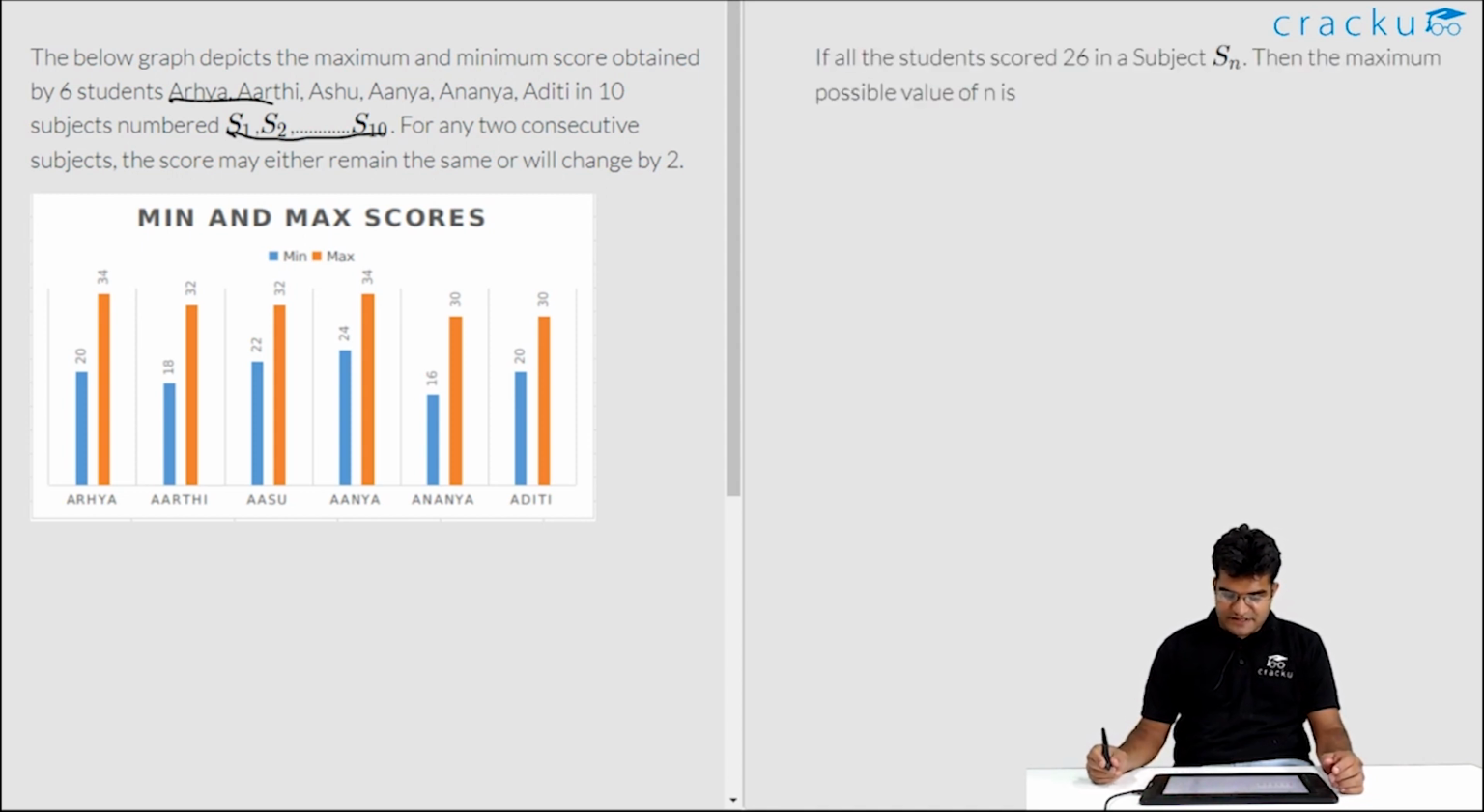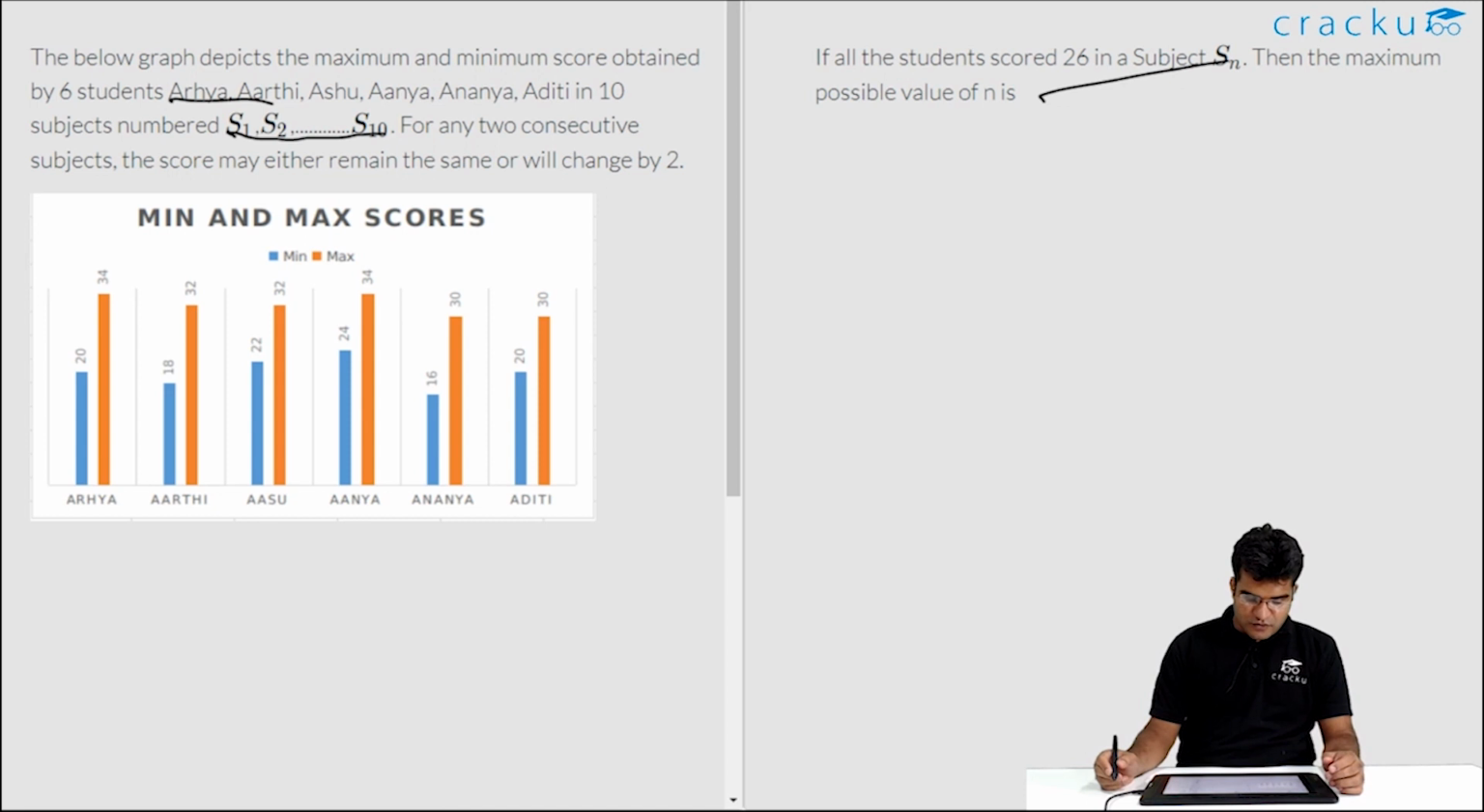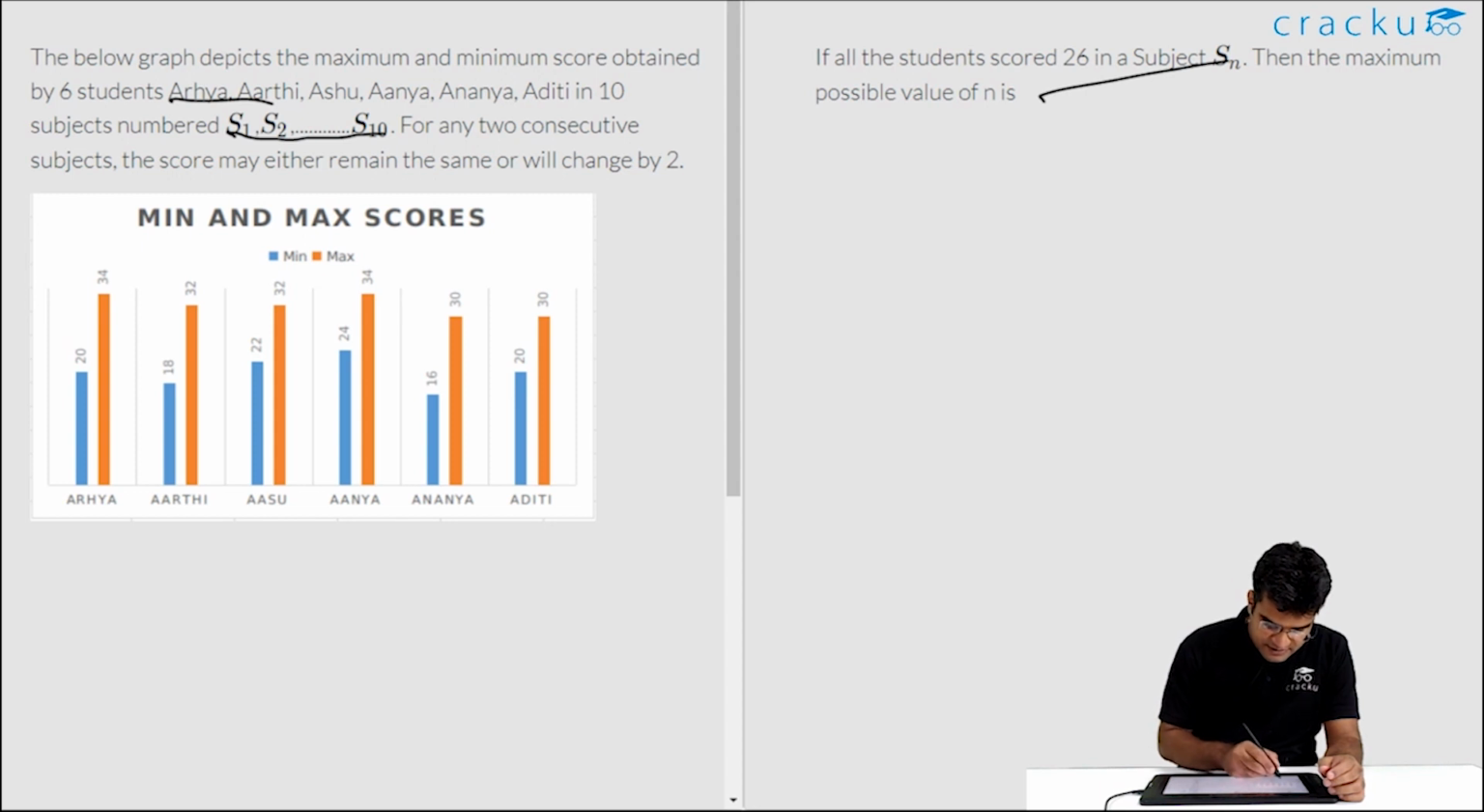In the first question, it is given that if all the students score 26 in subject N, what is the maximum possible value of N? So if you look at the maximum and minimum given by each of the students, we will notice that the difference between the maximum and minimum in each of these cases, if we plot, this is 14, this is 14, this is 10, this is 10, this is again 14, and this is 10.